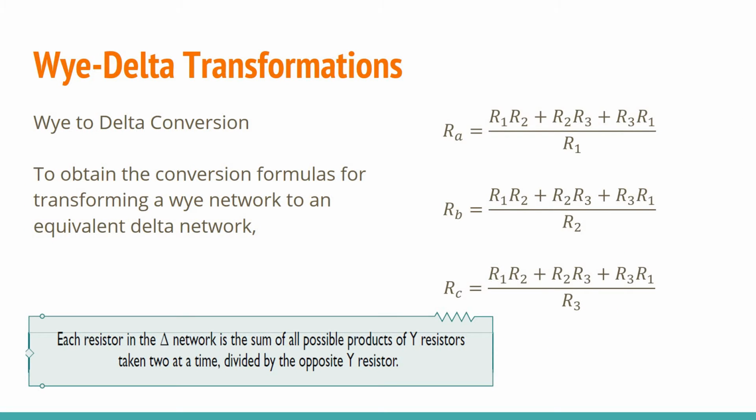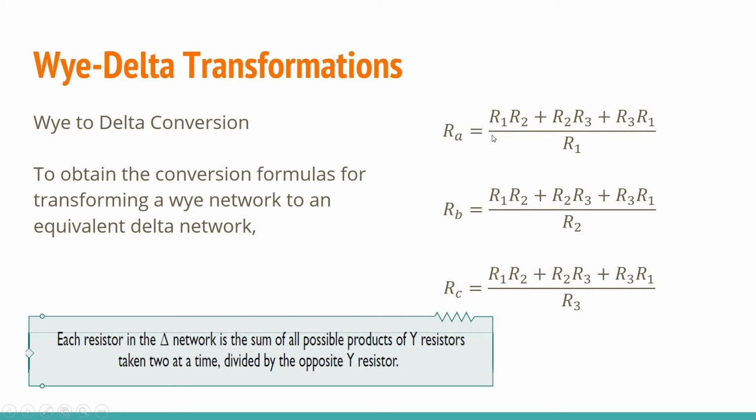Okay. Next is Y to delta conversion. So, ang Y nga network, pwede po nimo himuon og delta nga form. To obtain the conversion formulas for transforming a Y network to an equivalent delta network, mao ni ang mga equation. So, ganina, ang gipangita R1, R2, R3, karon ang gipangita na pod RA, RB, ug RC. Kaya ang gi-convert man ang Y himuon into delta nga network.